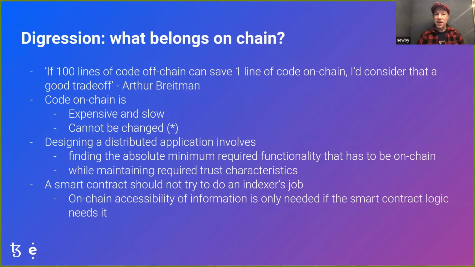And another take home is that a smart contract shouldn't try to do the job of an indexer. So there are programs which index the blockchain and make the information easily accessible. Your contract does not need to do this. It should never be searching through maps looking for a particular key. It should never be dealing with lists and iterating over them. That stuff can also happen off the blockchain.